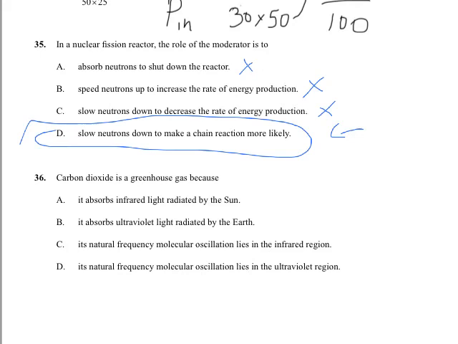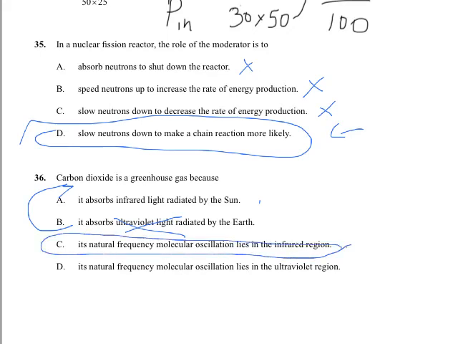36. Carbon dioxide is a greenhouse gas because it absorbs infrared light radiated by the sun. Well, that's a possibility. Sounds good, but let's keep reading. Absorbs ultraviolet light. Now, that cannot be right because there is no relevance really with the greenhouse effect. Its natural frequency molecular oscillation lies in the infrared region. Now, that's an exact definition of how the greenhouse effect occurs. So the answer is C.